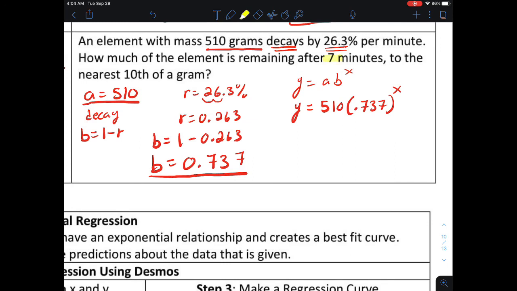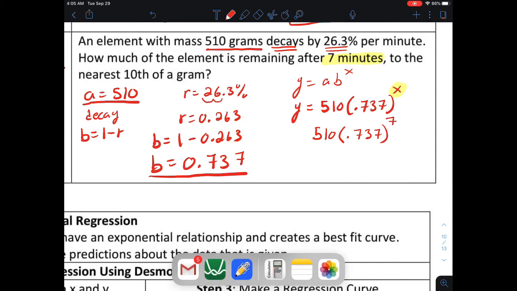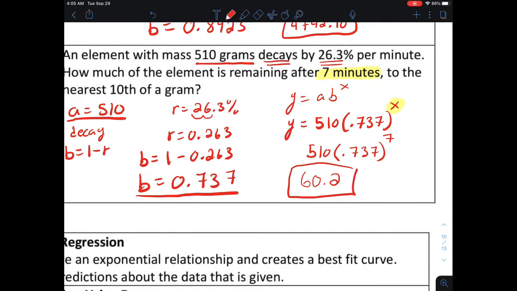Now we want to figure out what is that value after 7 minutes. So I'm going to put in 7 for the x and see what we get. So we have 500 times 0.737 raised to the 7th power. And we go to our calculator and see what that equals. And they want us to round to the nearest tenth of a gram, so that's the first decimal place, and we wind up with 60.2.